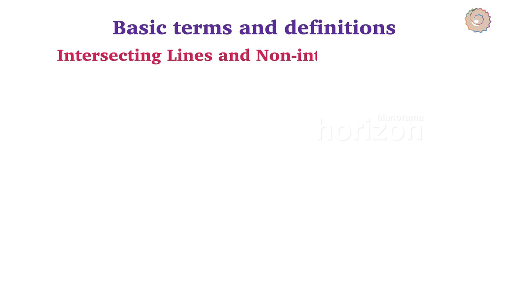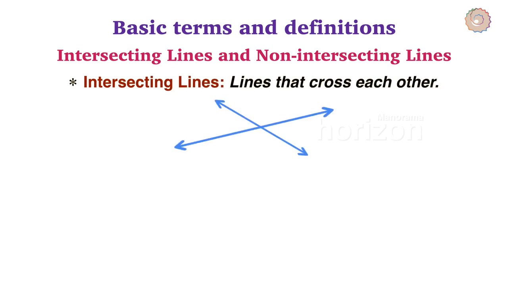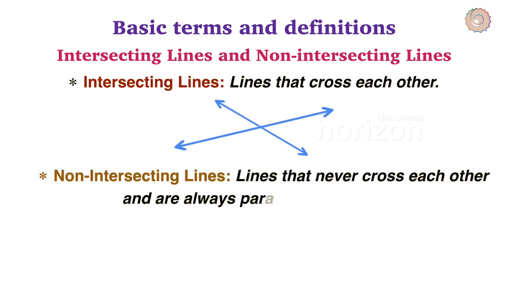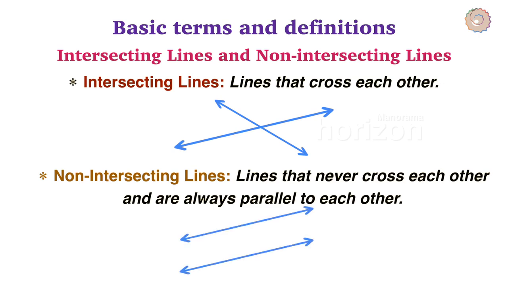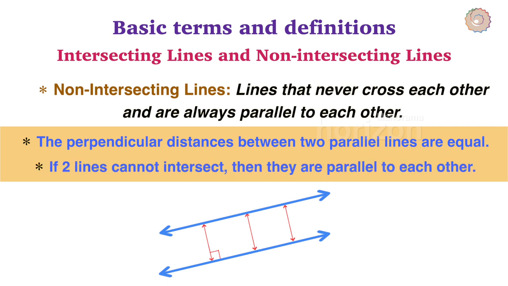Lines can be of two types, intersecting lines and non-intersecting lines. Intersecting lines are the lines that cross each other, and non-intersecting lines are the lines that never cross each other and are always parallel to each other. Please note that the lengths of the common perpendiculars at different points on these parallel lines are the same. This equal length is called the distance between two parallel lines. Also, if two lines do not intersect, then they are definitely parallel to each other.